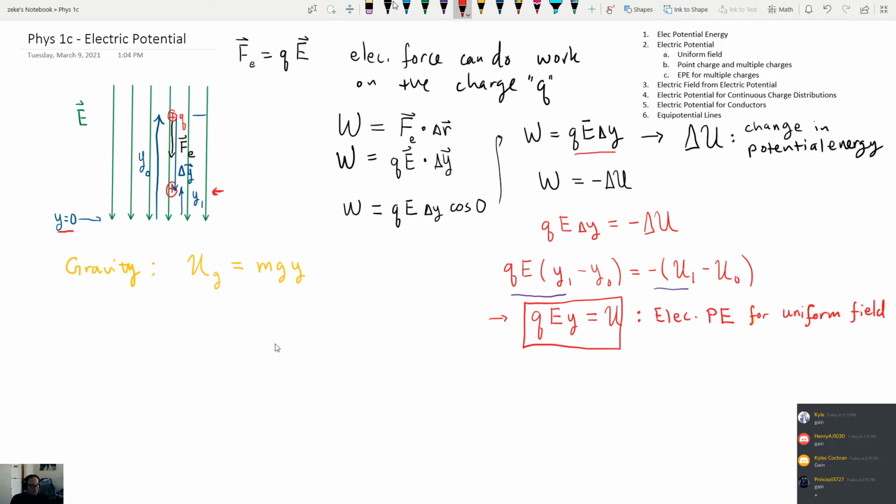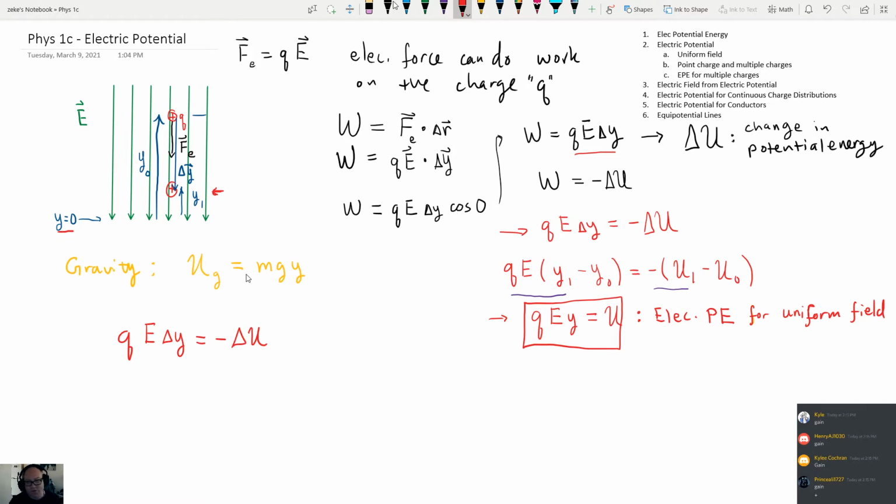So that's energy. And from here, we want to get to electric potential itself. The way we go about doing this is pretty simple. We take this equation right here, the equation that says that Q times E times delta Y is equal to the negative of the change in potential energy.